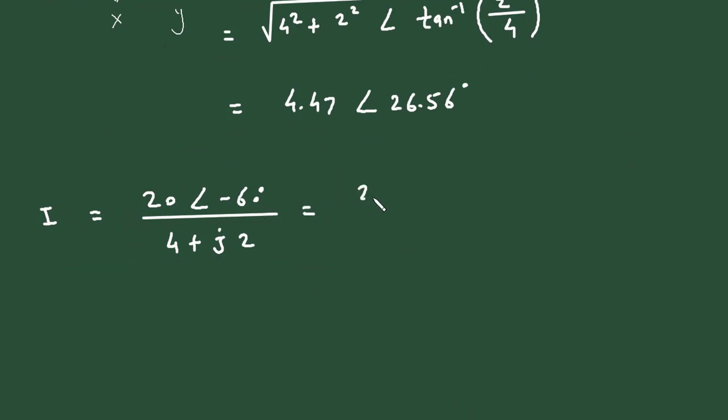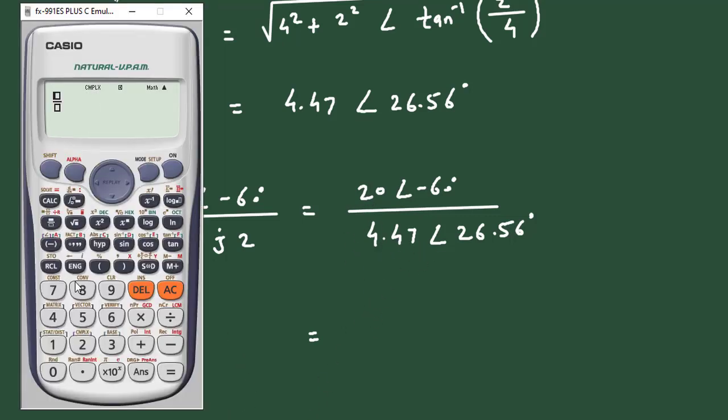And here we can substitute 20 at an angle minus 60 degree as it is. In the denominator, in place of this 4 plus j2, we can substitute this value 4.47 at an angle 26.56 degree. So this will be 20 divided by 4.47. It is 4.47 only.